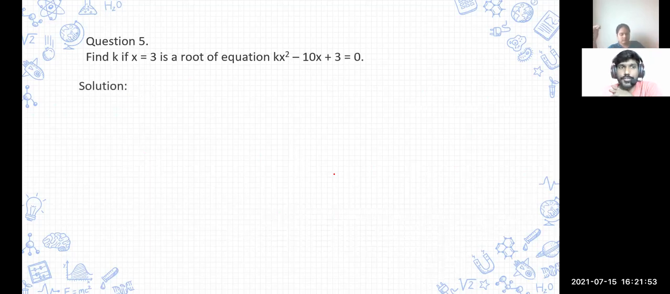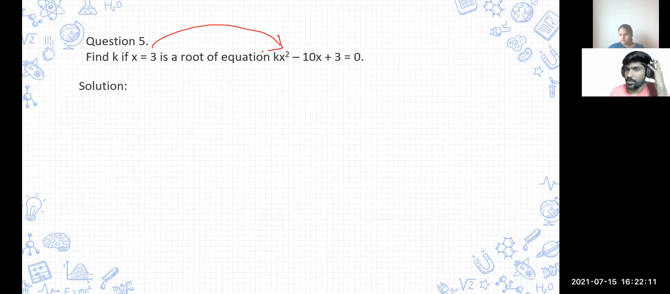Okay, let's go to the fifth question. Find k if x is equal to 3 is the root of the given equation. In this, what they're saying is that x is equal to 3 is the root of the equation. That means when you substitute x as 3, you will get 0. Keeping that in mind, you have to find the value of k.